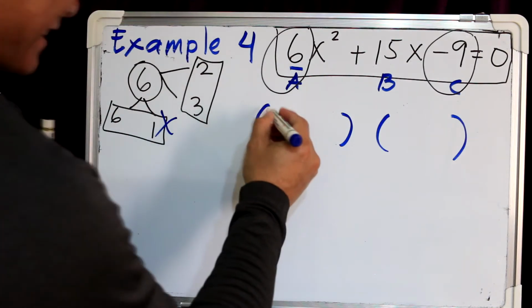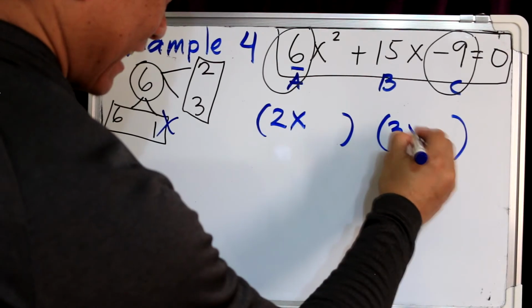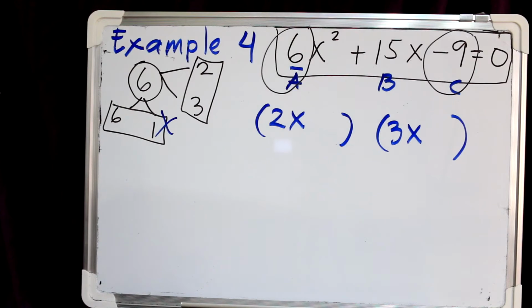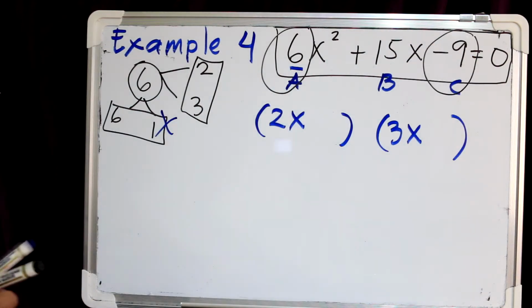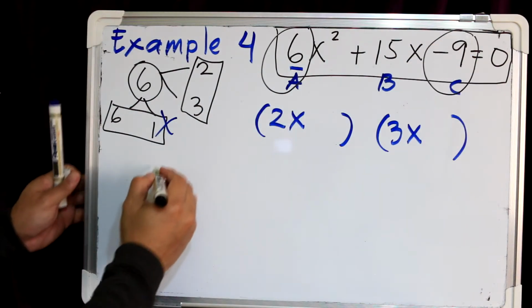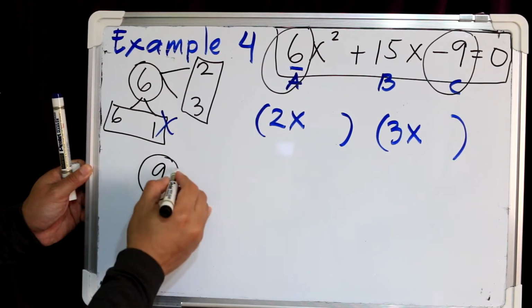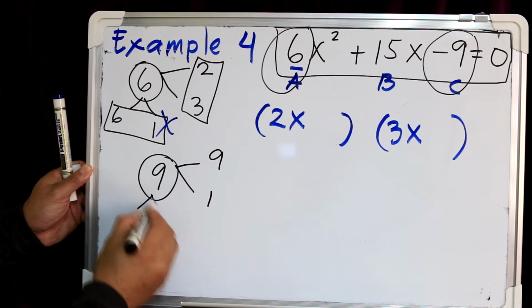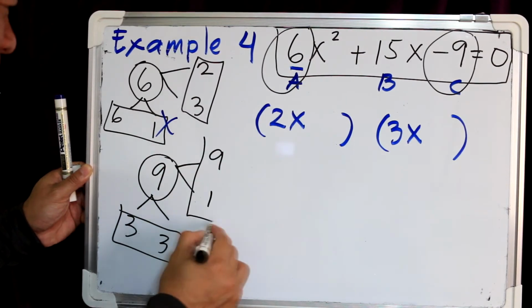Okay, so we can write here 2x and 3x. Alright, so that's your 2 and 3. Okay, then for this B and C, we will be factoring 9. Okay, so let's factor out 9. What are the factors of 9? You can have 9 and 1 and then 3 and 3. Only this, right? So 9 and 1, 3 and 3.